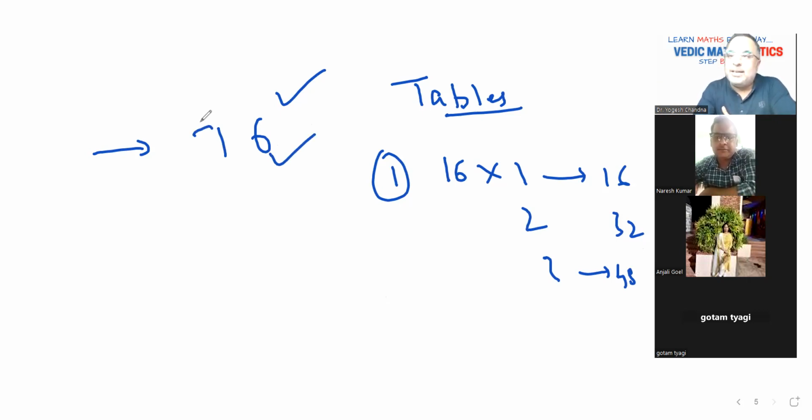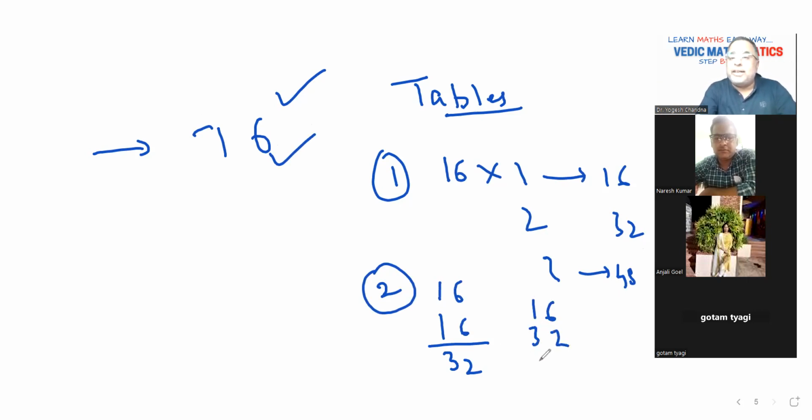Then we have also given them, because we understand multiplication is repetitive addition, so we keep on adding. We say do it this way: 32, then 16, 32, 48, then 48 and 16. Like this we keep on going. Correct? Any third way, you know?